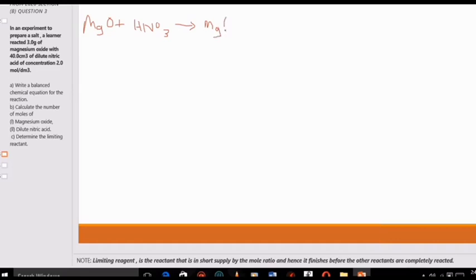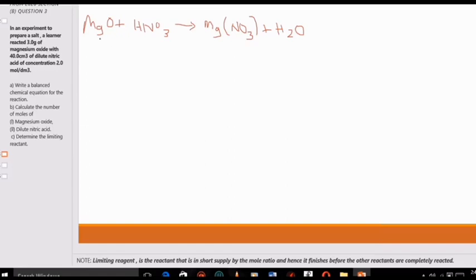So when magnesium oxide reacts with dilute nitric acid, we are going to have magnesium nitrate plus water. So that's our equation there. Magnesium oxide reacting with nitric acid will give us these products. When magnesium oxide reacts with nitric acid, these are the products.